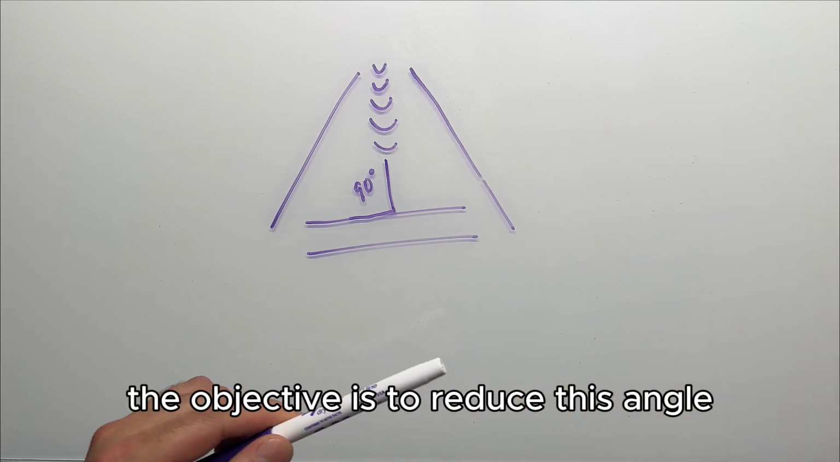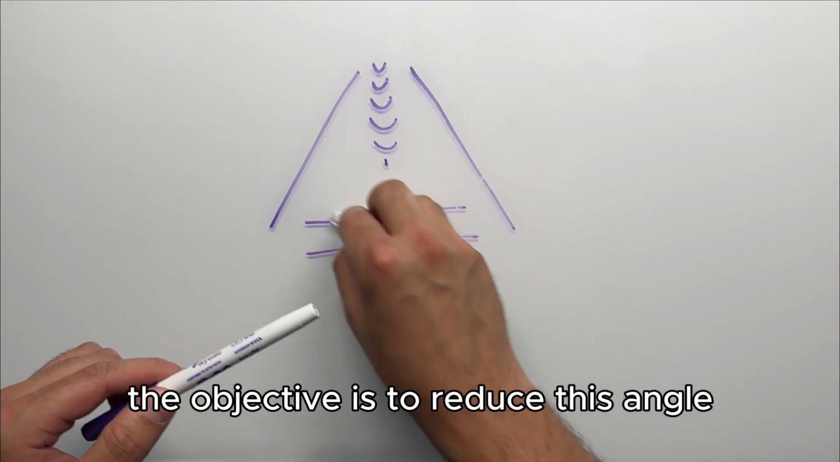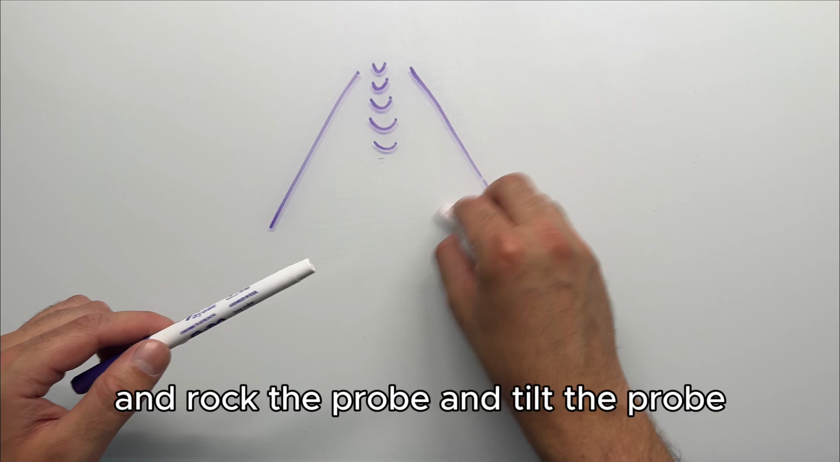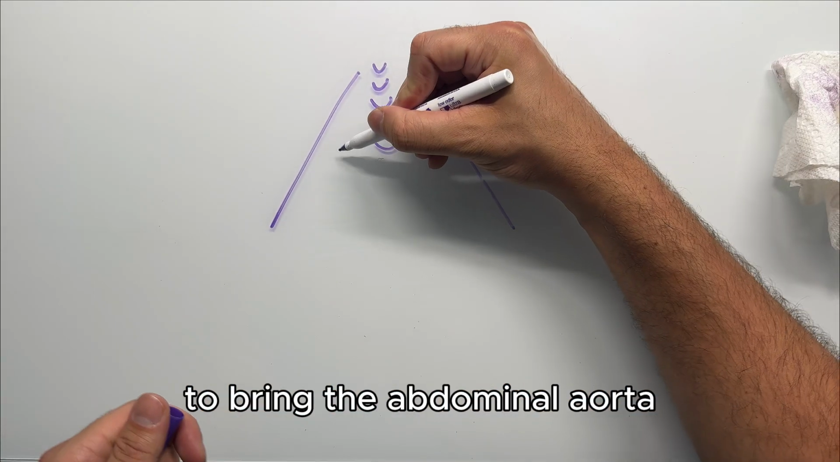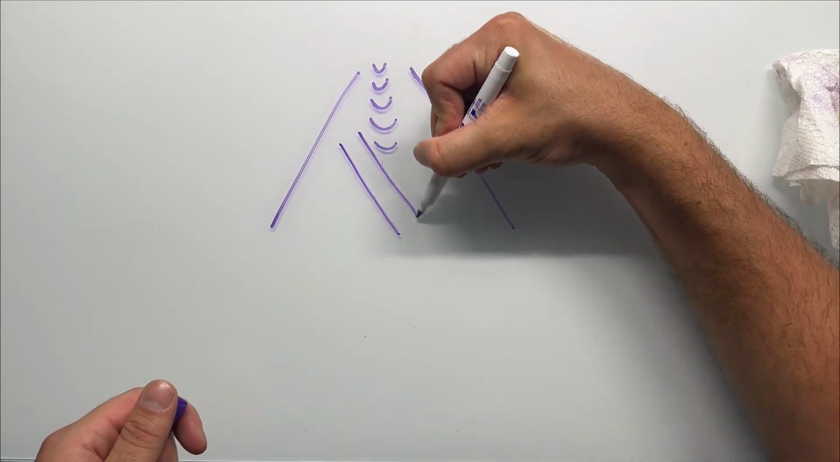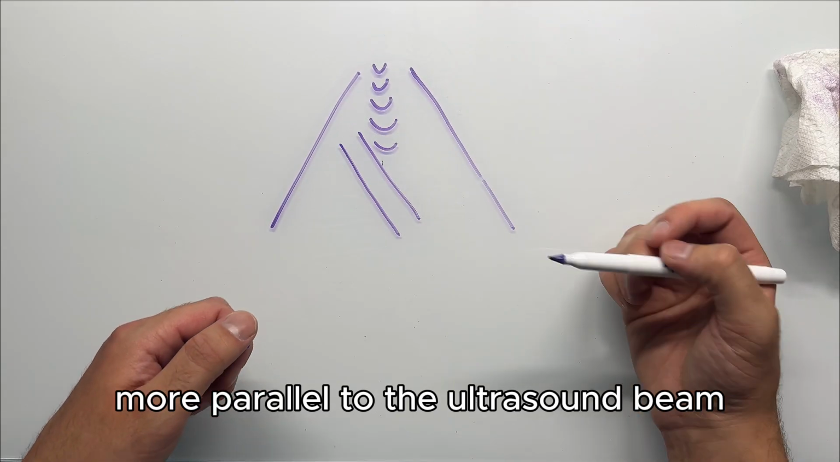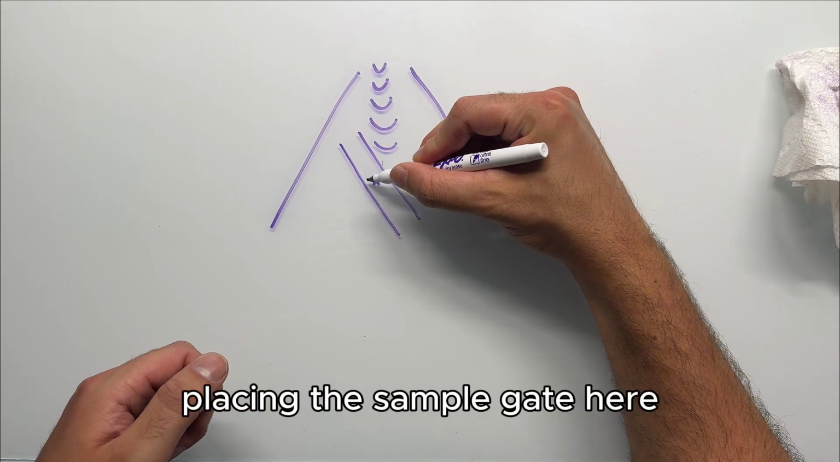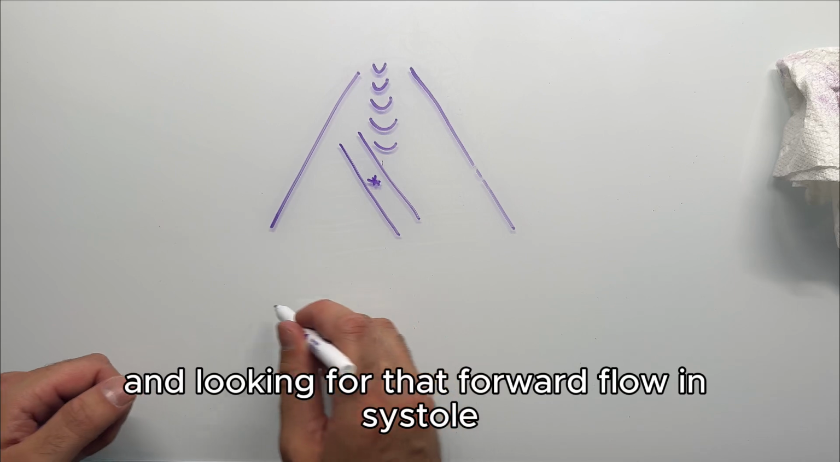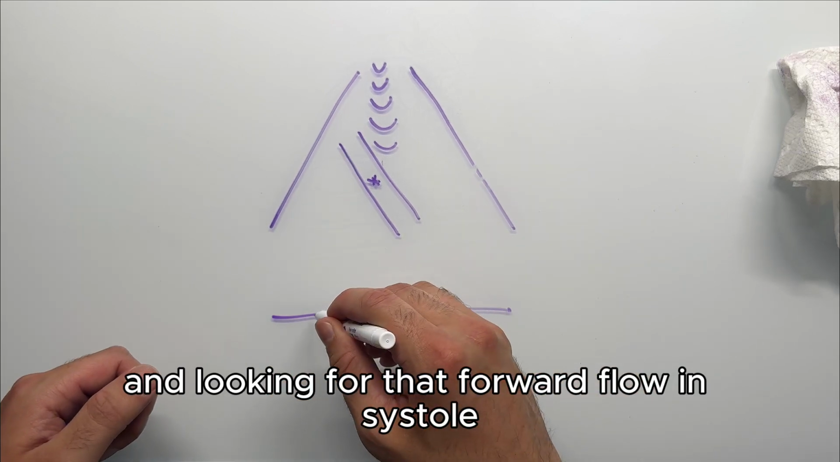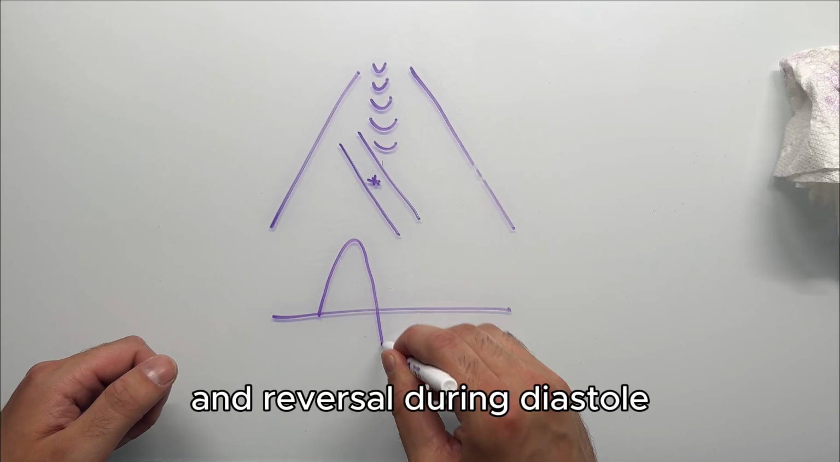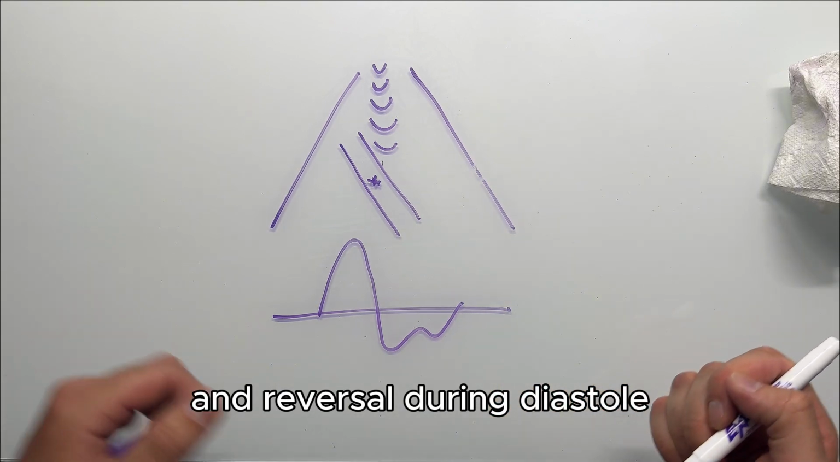So the objective is to reduce this angle and rock the probe and tilt the probe to bring the abdominal aorta more parallel to the ultrasound beam. Placing the sample gate here and looking for that forward flow in systole and reversal during diastole.